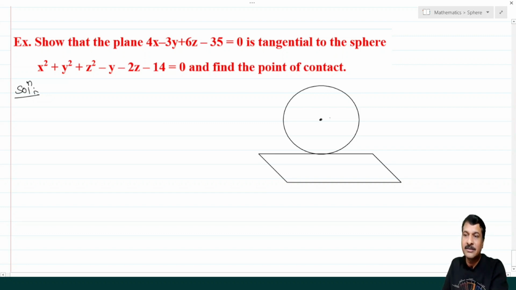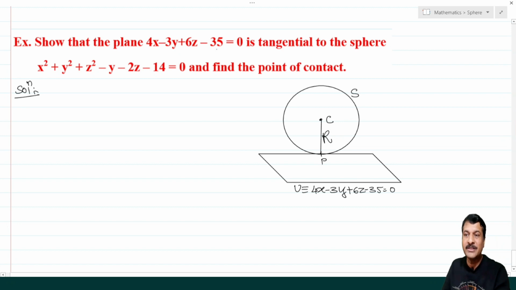So here the center of the sphere, S, is given, the equation of the sphere is given, and the equation of the plane is 4x minus 3y plus 6z minus 35 equal to 0. Suppose this point is P, the point of contact which we want to find. So draw the perpendicular, CP, from the center of the sphere on the plane. If this distance CP is equal to the radius of this sphere, then this plane touches the sphere.